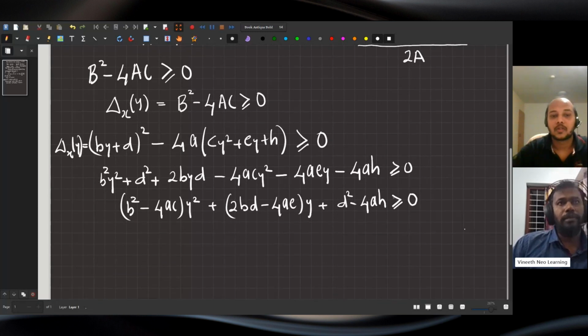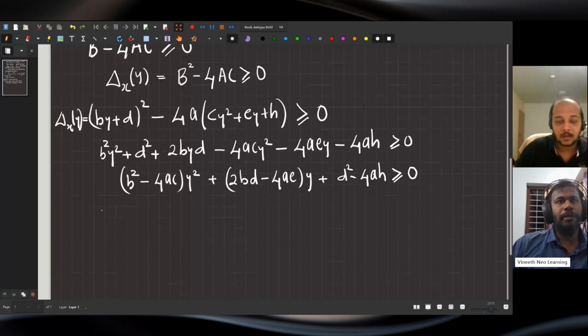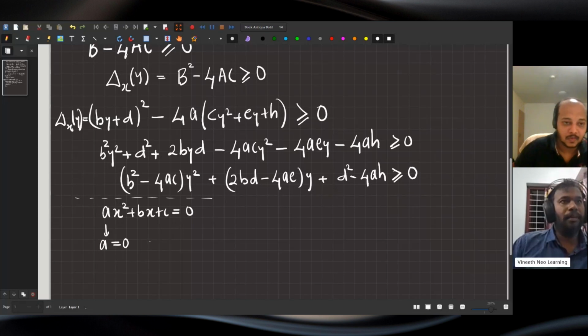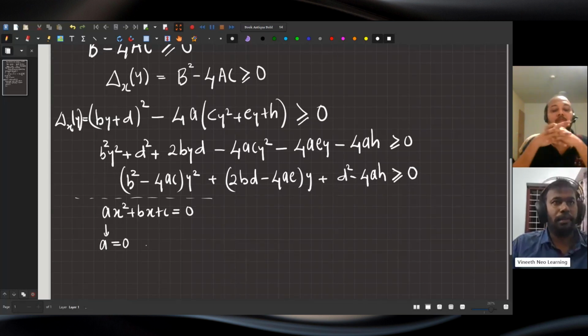Now look at this. This is another quadratic equation in y. But this time all of these coefficients are constants. So this is just a usual quadratic equation, and this should be greater than or equal to 0. Now let's look at a usual quadratic equation like ax squared plus bx plus c equal to 0. If a equals 0, meaning the coefficient of the leading term equals 0, the equation will no longer be a quadratic equation.